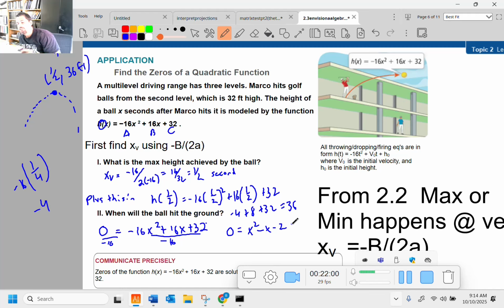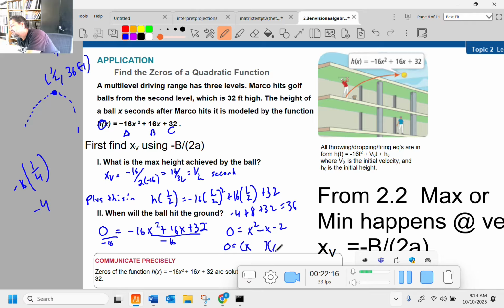Oh, I wasn't thinking about the 16 out front. So that's something we can always do. We can divide things out. I probably should have written it a little bit differently, but it's okay for today. The right-hand side will now factor.